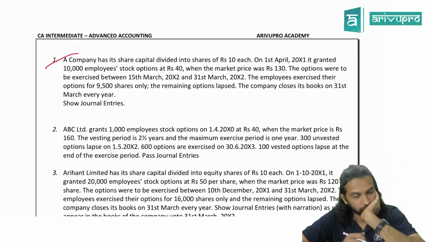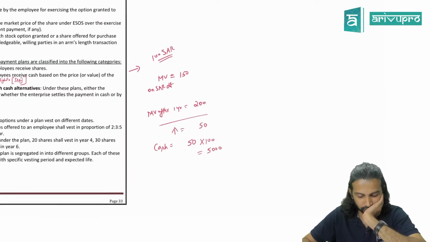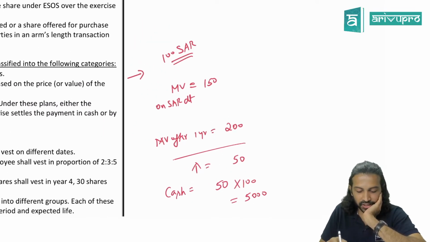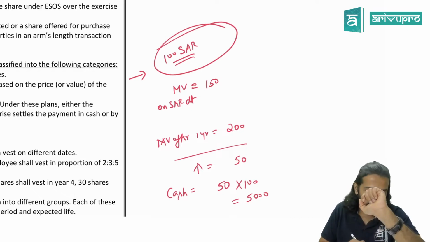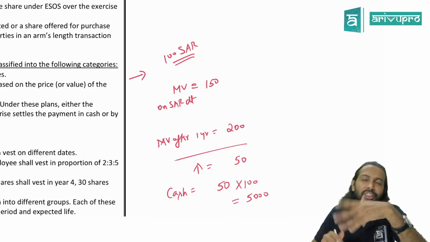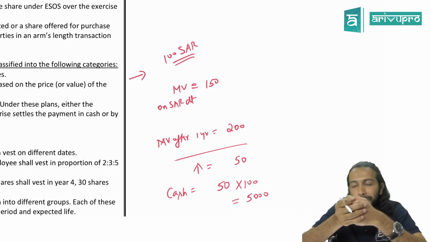The market value of the share is 150. The company gives the employer 100 rupees. Can employees sell them? Sell the shares, which one? He can't sell this, because is he getting shares or is he getting cash? First example: if employees get shares of the company, can they sell it? That depends on the company.